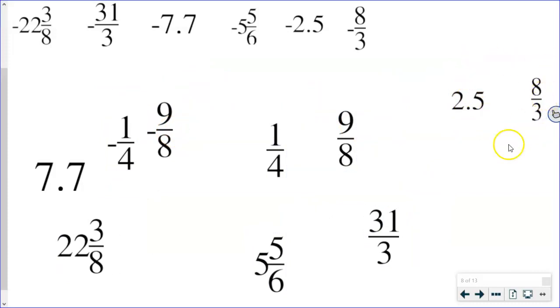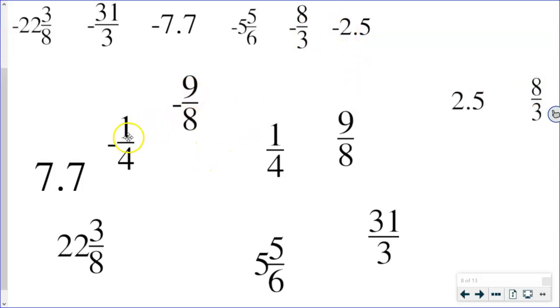So if that's going to be bigger, when I'm looking at the negatives, that means this negative 8/3 is going to be more negative, right? If this is bigger, then when we go to the negative side, it's going to be more negative. So that's the correct way to do that.